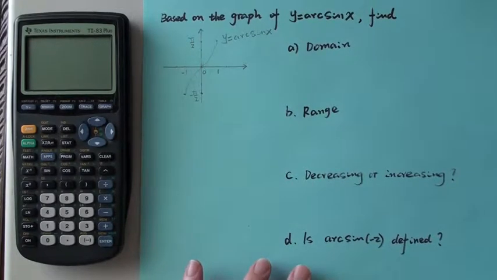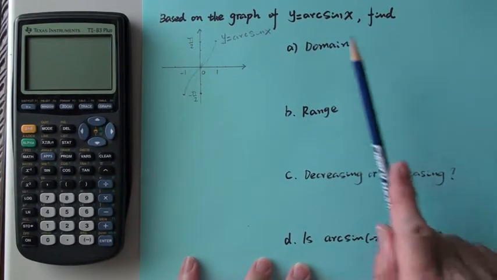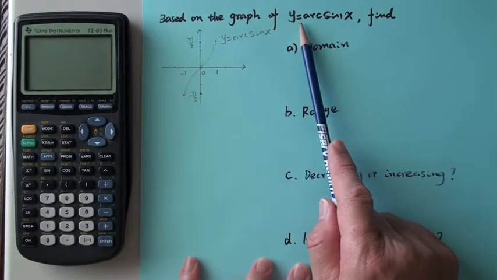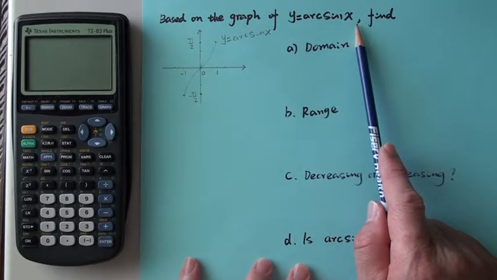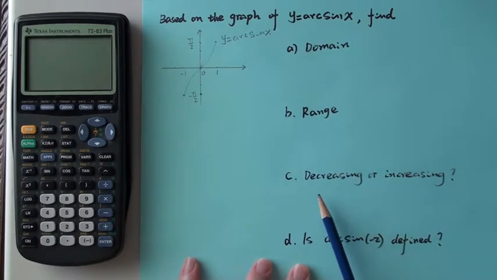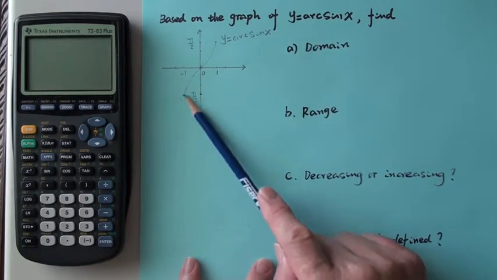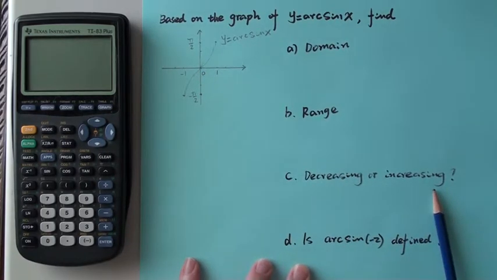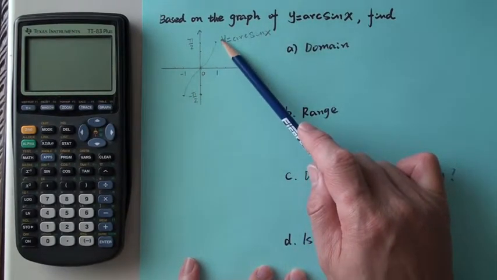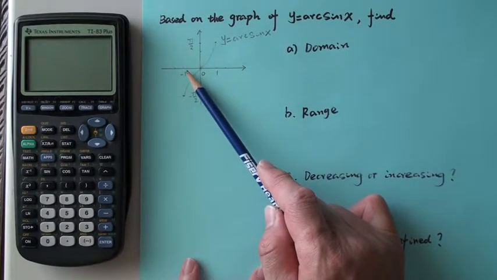In this lecture, we will simply talk about arcsine x. Based on the graph of y equals arcsine x, we need to find the domain, the range, and we need to tell is the function increasing or decreasing, and we need to tell the specific question, is arcsine -2 defined or not. This is the picture.